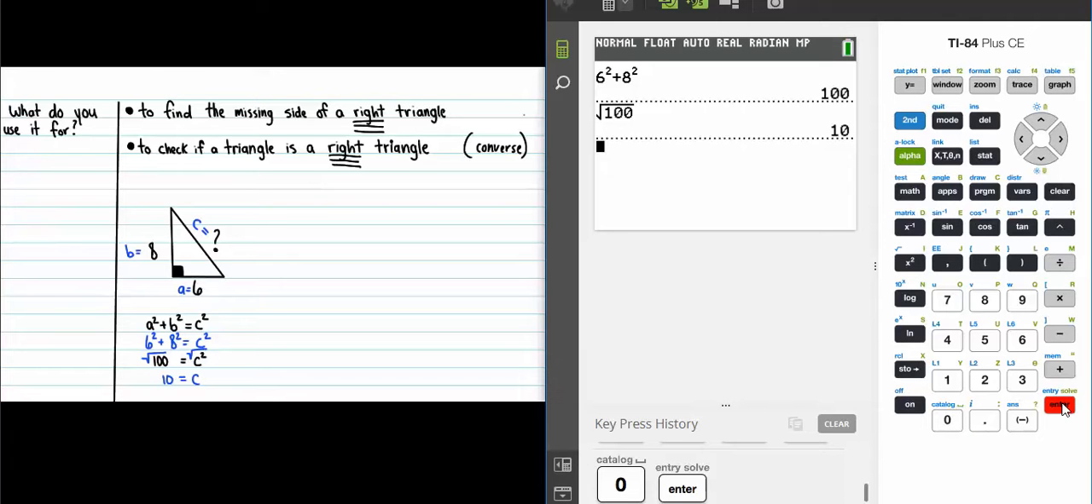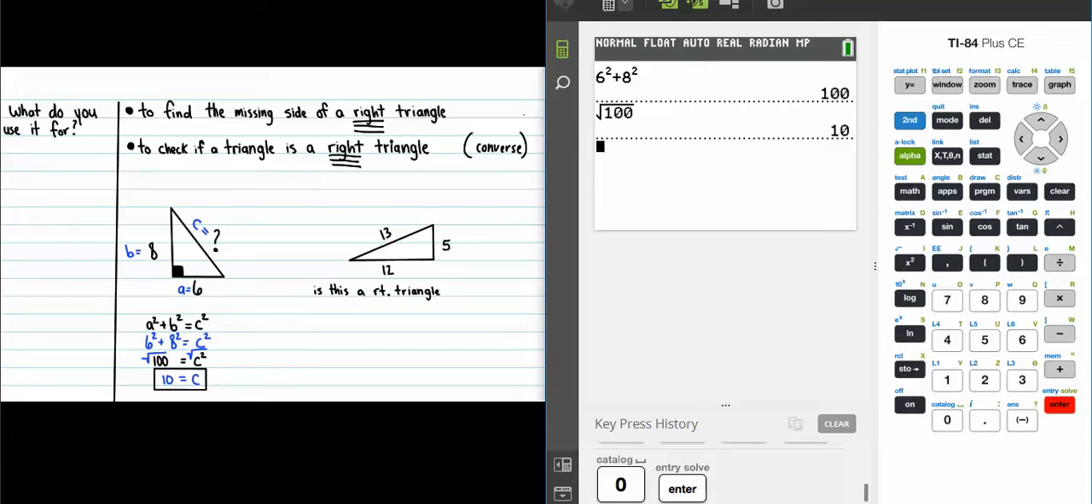Don't forget to check that C is always the longest side, the hypotenuse, and in this case 10 is the longest side. Now here's the other version of this example. You have a triangle with all three sides. So in this case 5, 12, 13. So you're not solving a missing side here. You're going to check, is this a right triangle?